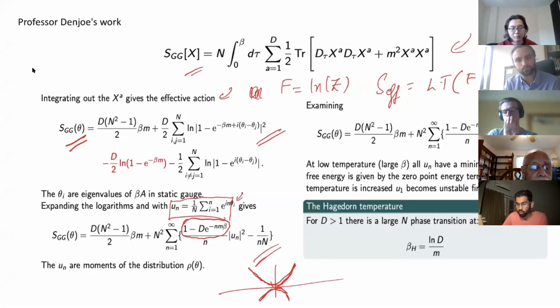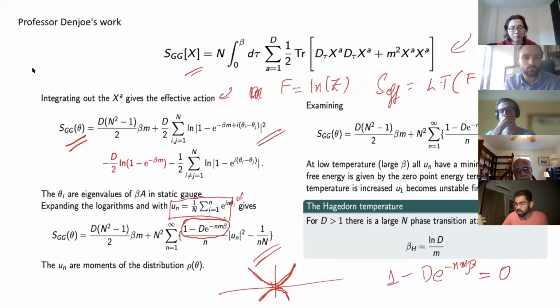To be able to obtain that critical value, one can just set this n m beta to 0, and on rearranging this, you obtain this, where beta_H is nothing but 1 over T_H. And so this is the analytical side to what suggests the Hagedorn transition to occur. Let's stop sharing now and let Peter continue the next part.